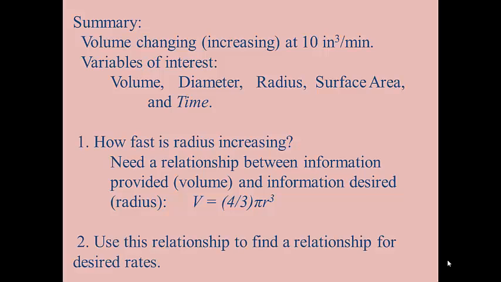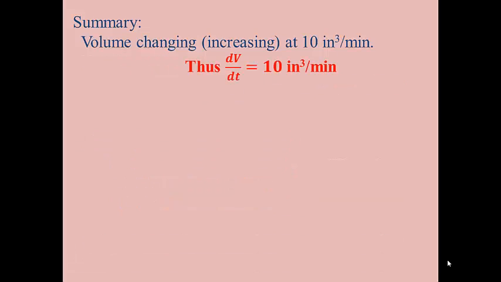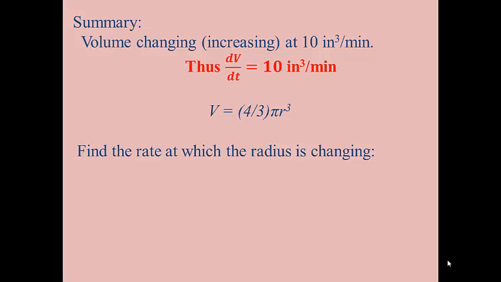Now we'll use this relationship to find a relationship on the rate, how the rate of volume is changing in comparison to time. So we have that dV/dt is 10 cubic inches per minute. We'll work with this expression on volume, and we'll want to find the rate at which the radius is changing, so we want to find dr/dt. Notice we don't have an expression with these rates in them. We're going to have to take this expression of volume and radius and create an expression on the change in volume and the change in radius.